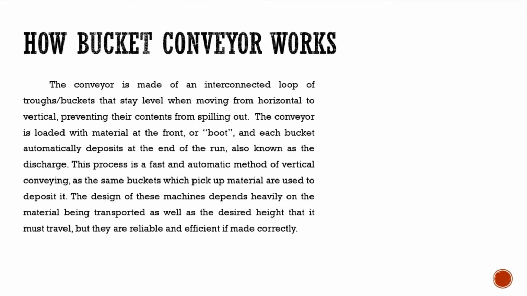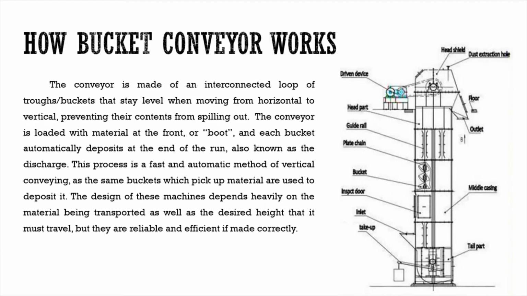How a bucket conveyor works: the conveyor is made of an interconnected loop of buckets that stay level when moving from horizontal to vertical, preventing their contents from spilling out. The conveyor is loaded with material at the front, or boot, and each bucket automatically deposits at the end of the run, also known as discharge.